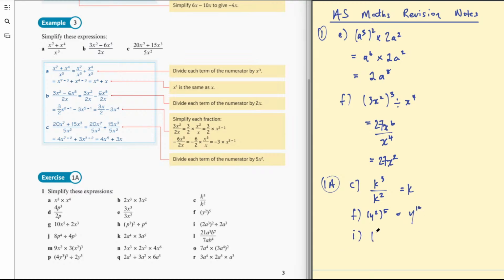I, we have 2a cubed all squared divided by 2a cubed. Hopefully this is revision for you. Hopefully this isn't really anything new for anybody. And as we get through this work, we'll get into some more interesting stuff. But this first one here, 2a cubed squared, we square everything in the brackets. 2 squared is 4. A cubed squared is a to the power 6 divided by 2a cubed. Then we have 4 divided by 2, which is 2. A to the power 6 divided by a cubed is a to the power 3. Okay, let's continue.